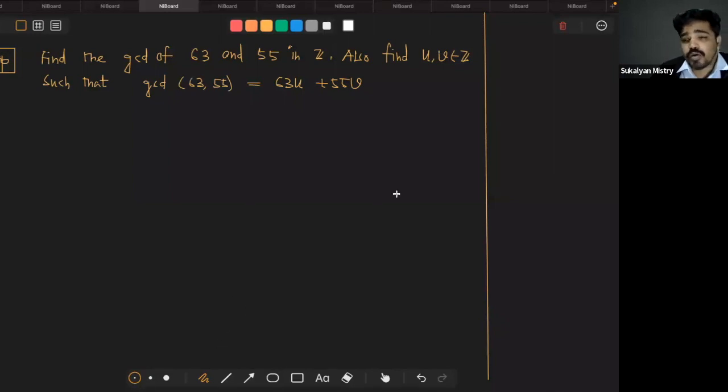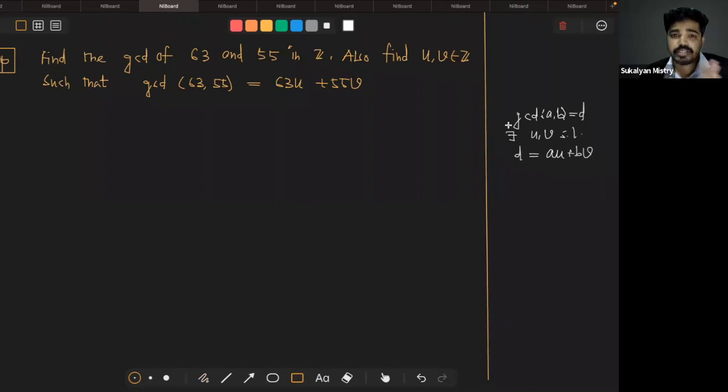ইন্টিজার যখন পড়েছিলাম তখন এরকম দেখেছিলাম যে if GCD of a, b is equal to d, then there exist two integers u and v such that d is equal to au plus bv, where u and v are integers. Same concept আমার Euclidean domain এর জন্য true.